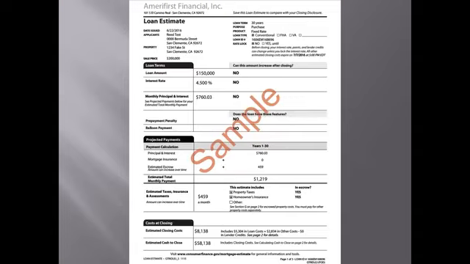Now, even if you don't want to impound your taxes and insurance, I'll explain now what impounds are. Impounds are if you would like to pay a monthly portion of your property taxes and a monthly portion of your homeowner's insurance with your monthly principal and interest payment each month. It's basically a forced savings account.